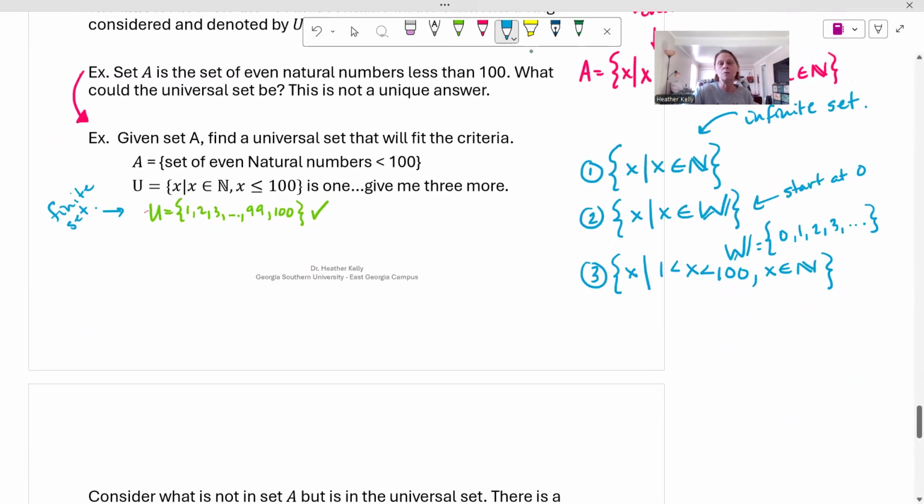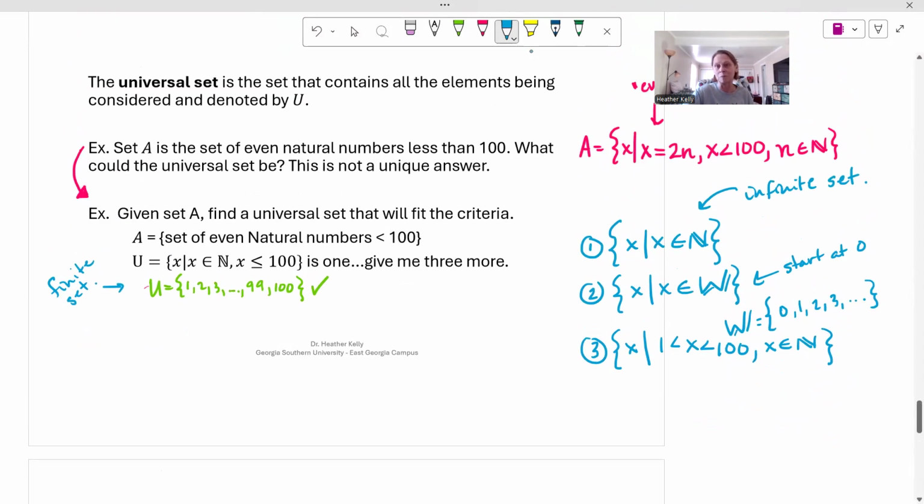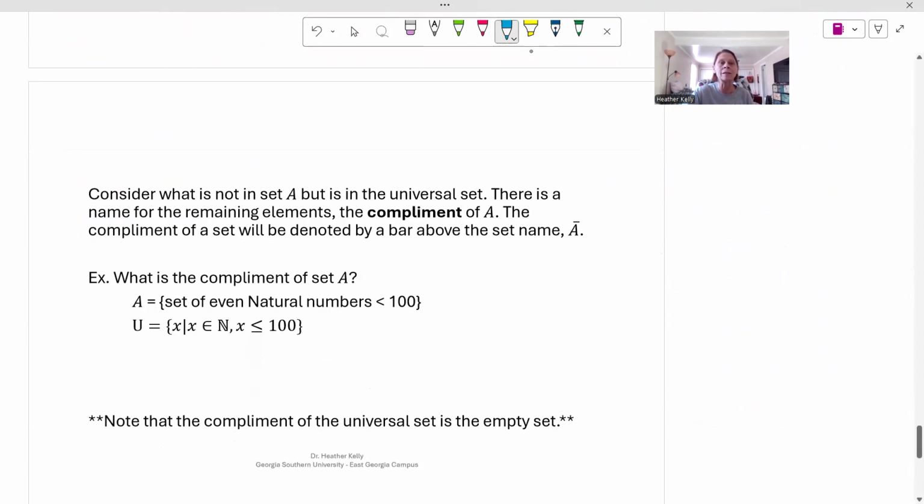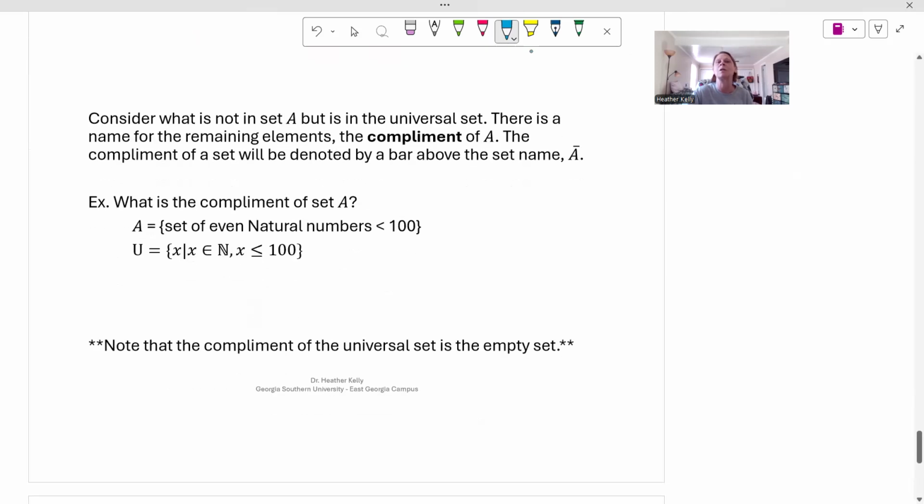Okay. So the universal set was discussed to set up the idea of the complement of a set. So consider what's not in set A, but is in the universal set. There's a name for those remaining elements, and it's called the complement of A, and there's actually a notation for it. It is the set name with a bar across the top of it.